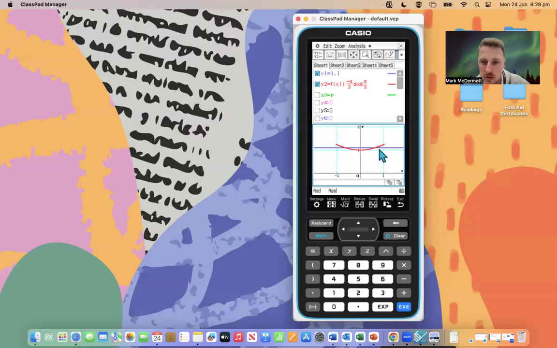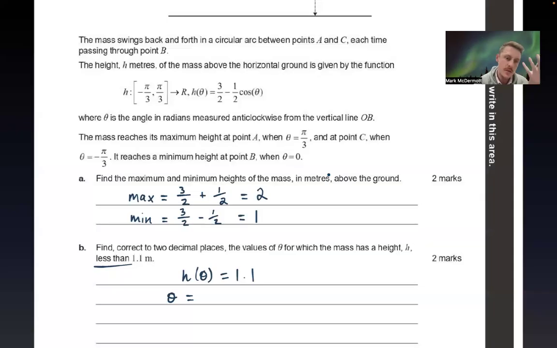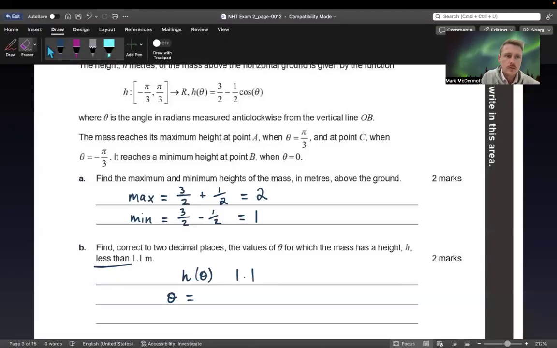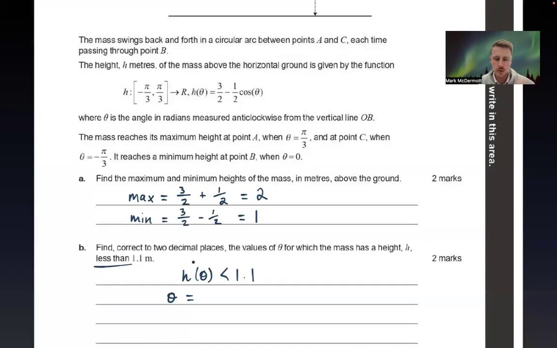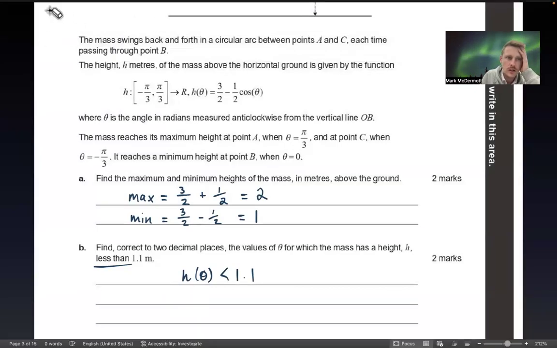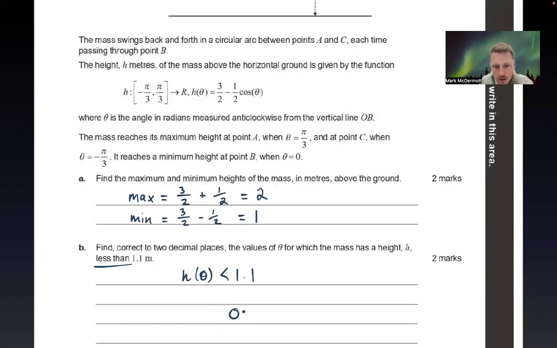This is at negative 0.64. This is at positive 0.64. So when is it less than 1.1? Well, between negative 0.64 and positive 0.64. So I reckon the answer for theta is, as long as theta is less than 0.64 and greater than negative 0.64, the mass has a height less than 1.1.